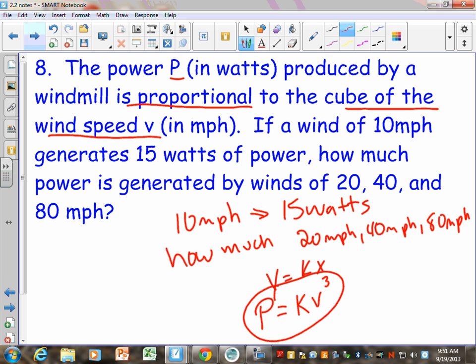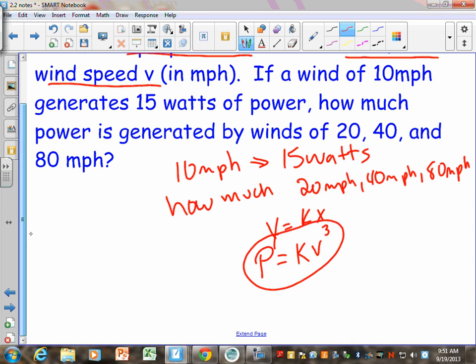So notice the next half of that sentence. If a wind of 10 miles per hour generates 15 watts of power, if they give me the wind speed and the power, can I plug that in to solve for K? Yeah. So using this equation, P equals KV cubed, a wind speed of 10, so that's the V, generates 15 watts of power. I can actually solve that for that constant of proportionality because it's going to be the same constant for that particular windmill.